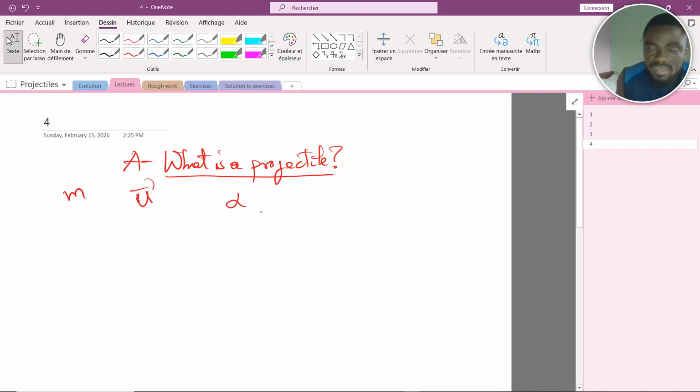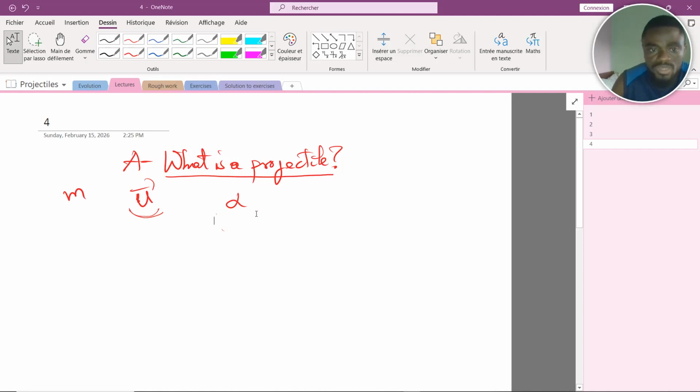A projectile is any body of mass m, launched in a vacuum with an initial velocity u, making an angle alpha with the horizontal, and that angle alpha is called the angle of projection. So that's basically how you can define what a projectile is.